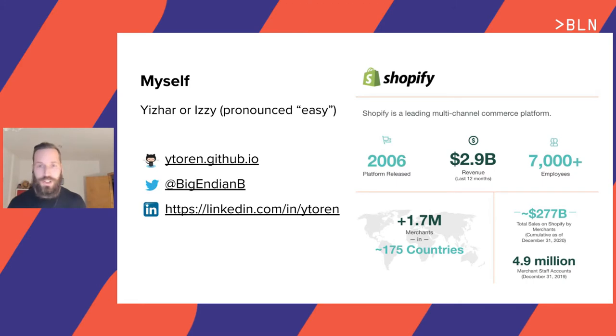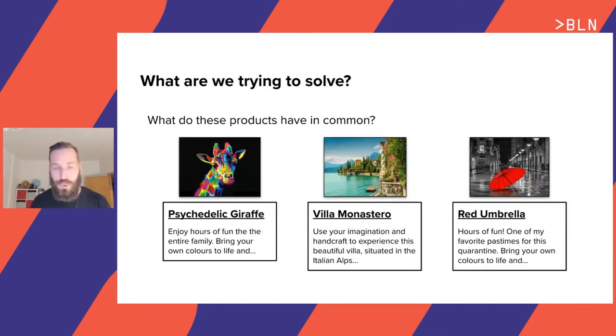And since we are talking about e-commerce, let's talk about products. So can you tell me, just by looking at these product images and the little descriptions, what makes all of these products essentially the same thing? Well, it's pretty hard to tell. We have this psychedelic giraffe here. We have a lovely place in Italy and a red umbrella in the middle of the street.